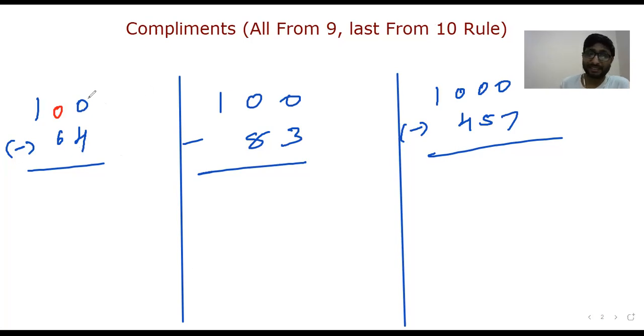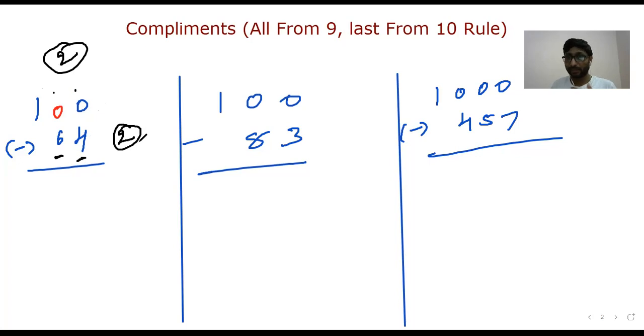The problem is like this: 1, 0, 0. How many zeros are here? 2 zeros, and the digits are also 2. Only in this case is the possibility there. If it is not equal, how to do that? You'll get to know in the next 5 minutes.